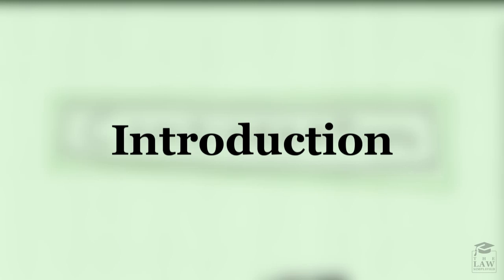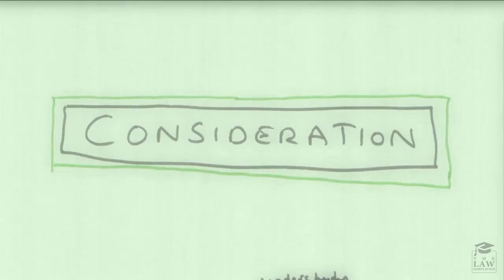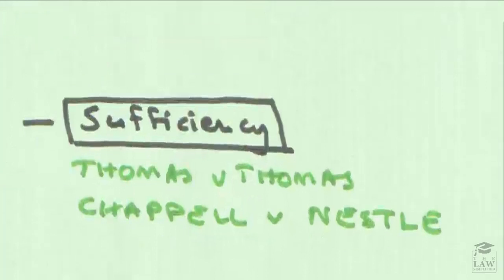Now, with this, we can have a look at one of the very first features and characteristics of consideration. Consideration need only be sufficient and not adequate. Have a look at Thomas and Thomas and Chappell and Nestle in the case summaries. These two cases will illustrate the difference between what we consider as consideration from our very fundamental perspective, as well as what it can be.